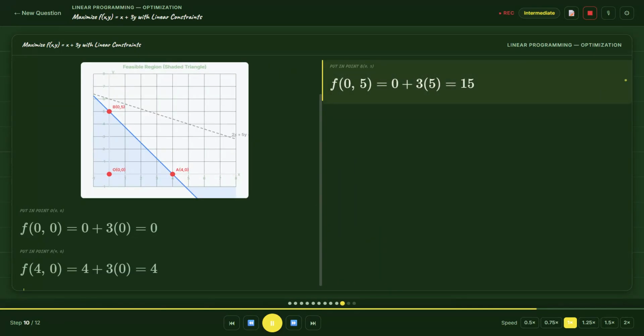At the point (0, 5), we get 0 plus 3 times 5, which is 15. That is the biggest number so far.